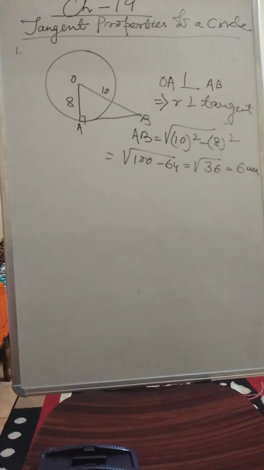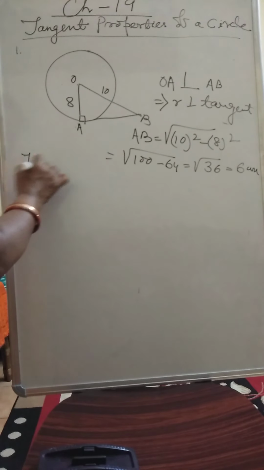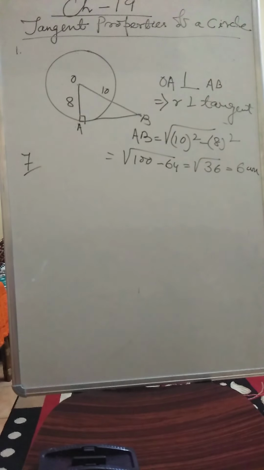You will do. Okay. Now children, question number 2 also it is same type. That's why I am leaving that. Now I am doing question number 7. It is giving two circles of radii 18 centimeter and 8 centimeter touch externally.